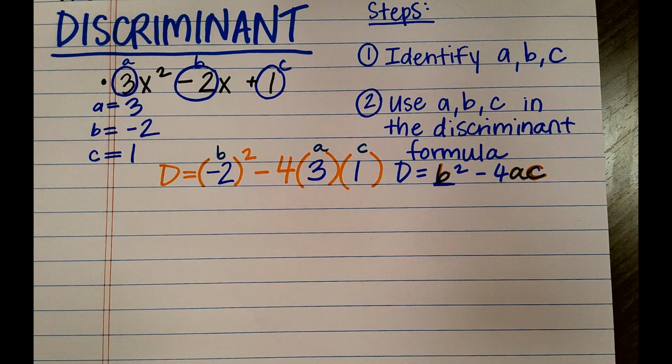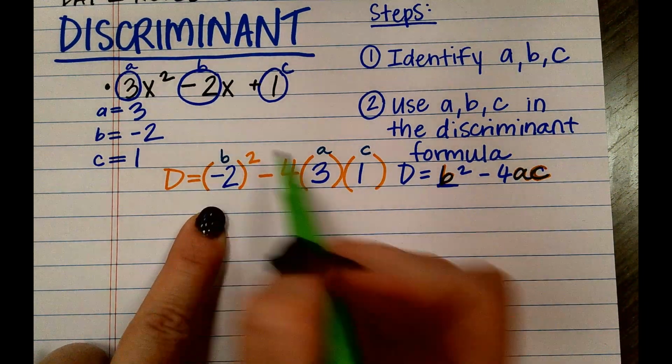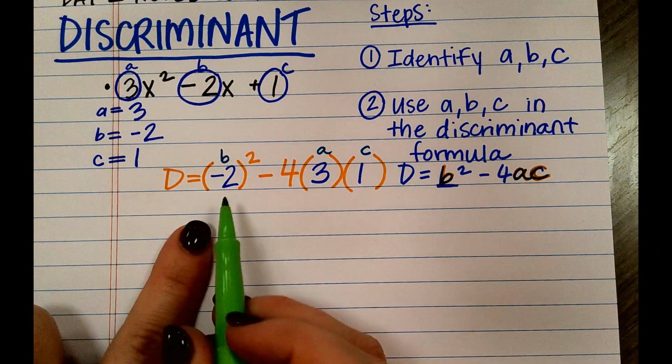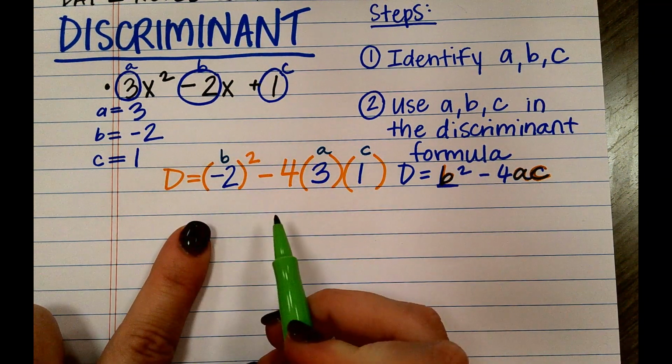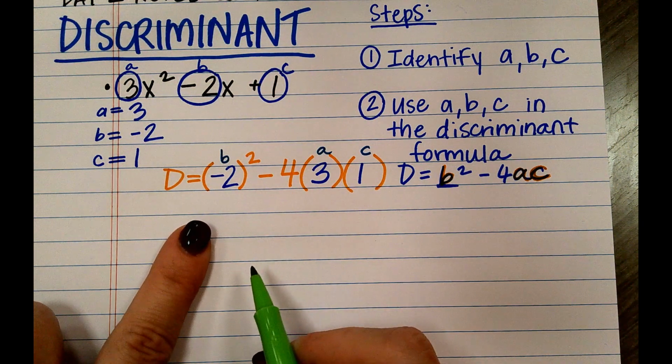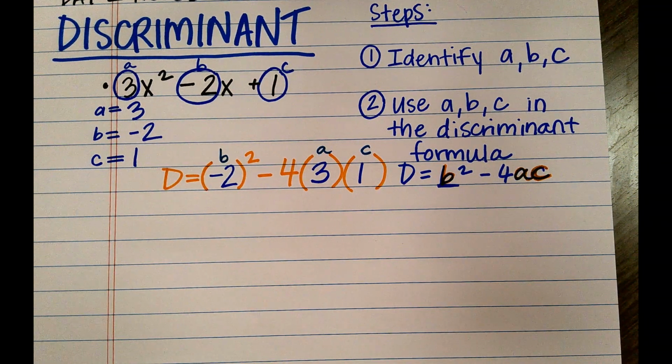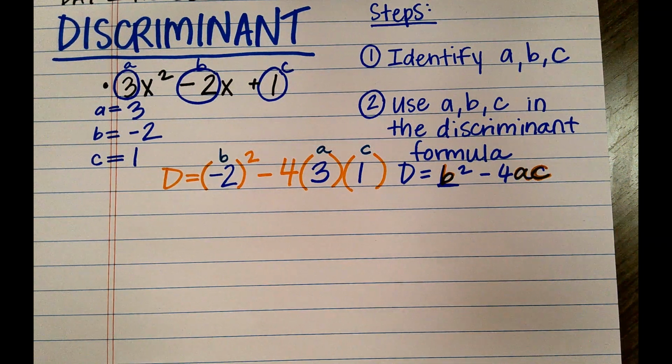Good job. That's awesome. Okay, so let's continue this. I have now negative 2 squared minus 4 times 3 times 1. So here's where we need to pay attention to the order of operations. PEMDAS. Oh, you guys remember that? Right up here, order of operations. Please Excuse My Dear Aunt Sally.